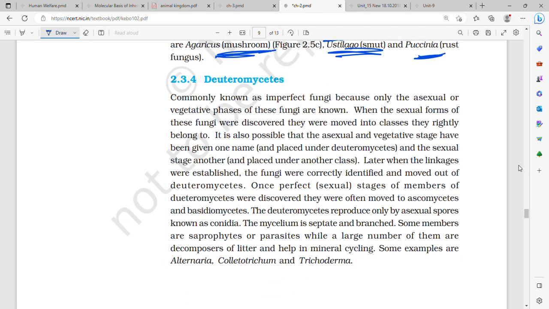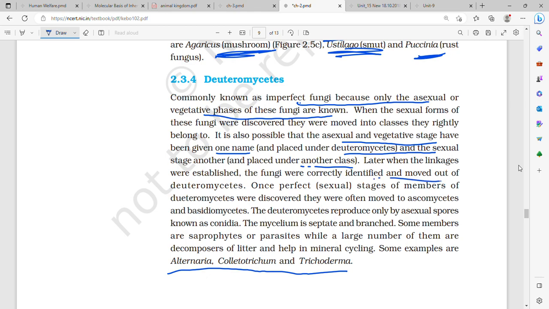Then Deuteromycetes, such as Alternaria, Colletotrichum, Trichoderma, commonly known as imperfect fungi. Only the asexual or vegetative phases are known. Sexual forms of the fungi were discovered and they were moved to other classes where they rightly belong. It is possible that the asexual and vegetative stage have been given one name and placed under Deuteromycetes, and the sexual stage have been given another name and placed under another class. Later, when the linkages were established, the fungi were correctly identified and moved out of Deuteromycetes, to Ascomycetes and Basidiomycetes.